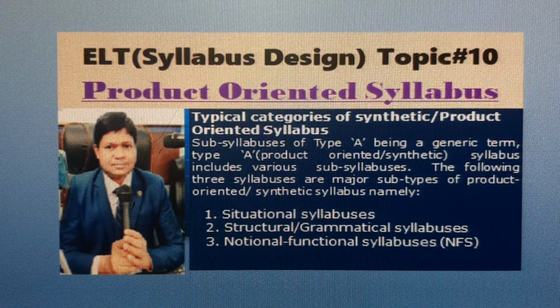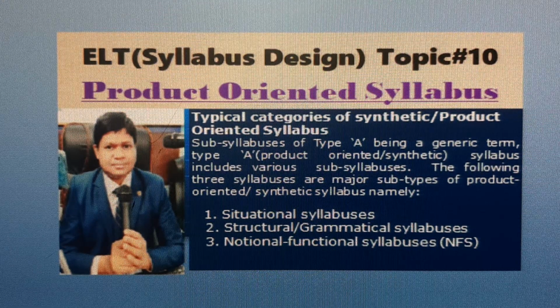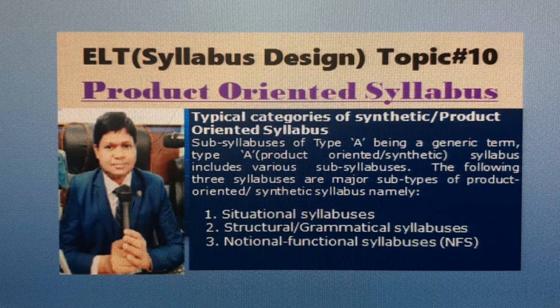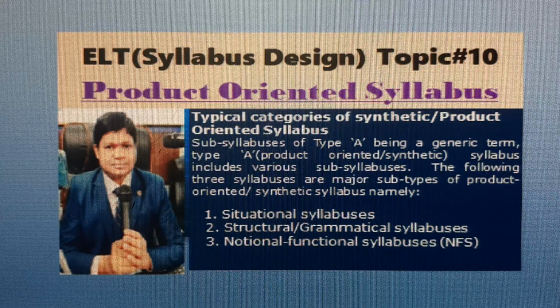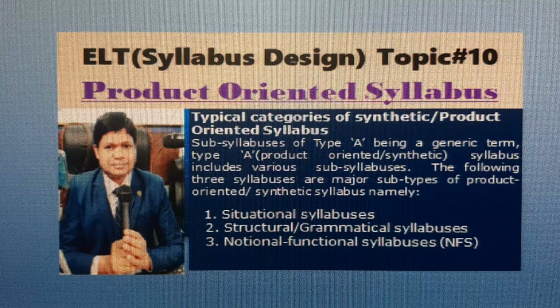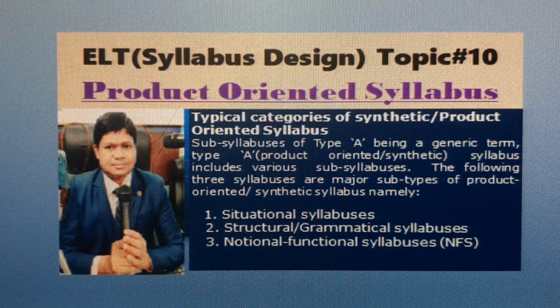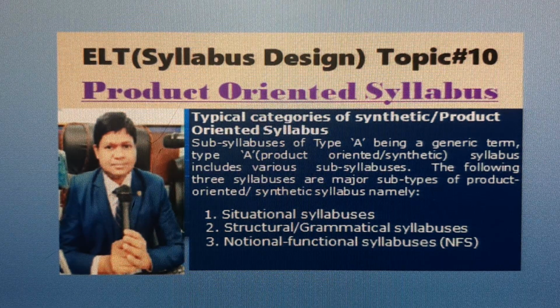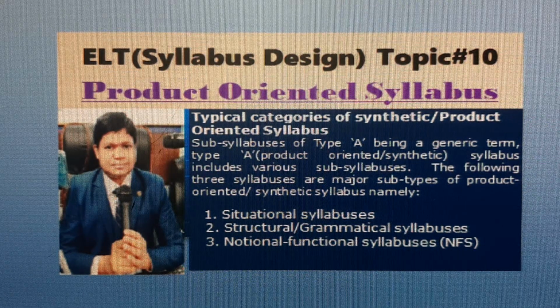Now, I am talking about typical categories of synthetic or product-oriented syllabus. Type A being a generic term, type A product-oriented or synthetic syllabus includes various sub-syllabuses. The following three syllabuses are major subtypes of product-oriented or synthetic syllabuses, namely, number 1, structural or grammatical syllabuses, number 2, notional-functional syllabuses, and number 3, situational syllabuses.